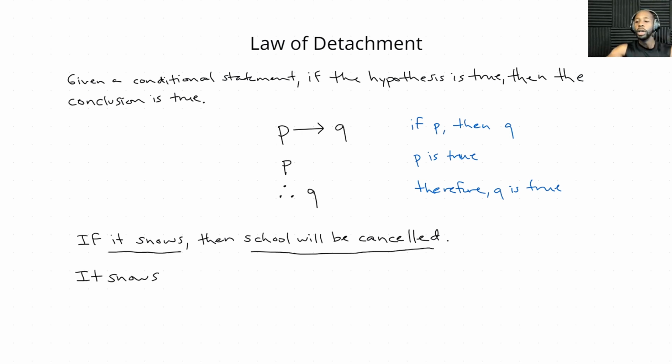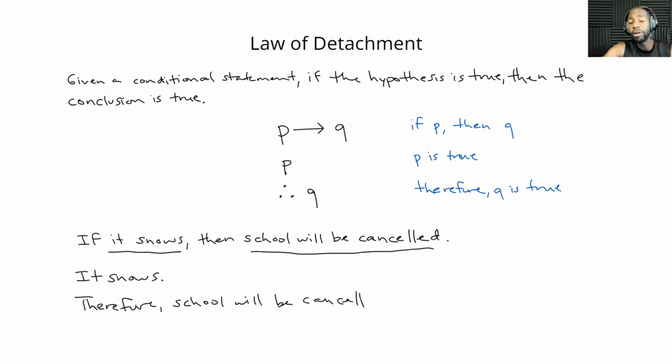Okay. So say, for example, you look at this as kind of like a rule. If it snows, then school will be canceled. Then one day it snows. So P happens to be true in this particular instance. Therefore, based on the law of detachment, you can conclude that school will be canceled.